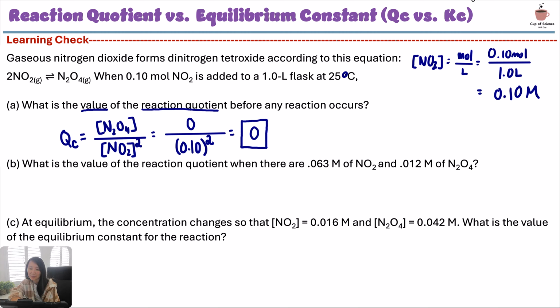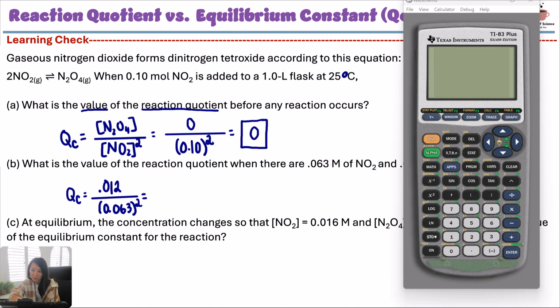because there is no product. Now it's asking, what is the value of the reaction quotient when there are 0.063 molarity of NO2 and 0.02 molarity of N2O4? Try to set this up and even calculate and come back and check this video. So here is the setup and let's do the calculation. We have 0.012 as a numerator and divide that by, I'm going to give a parentheses, 0.063, and that's to the second power.